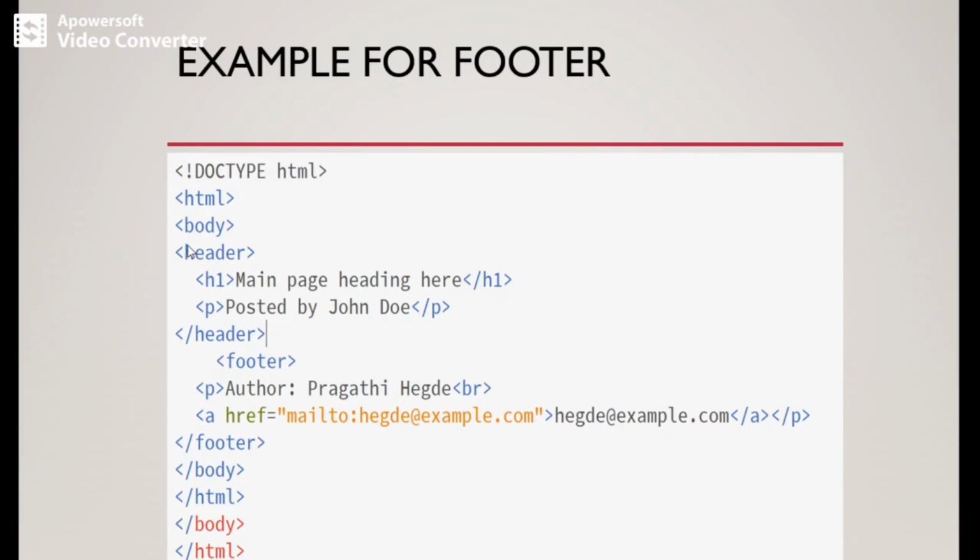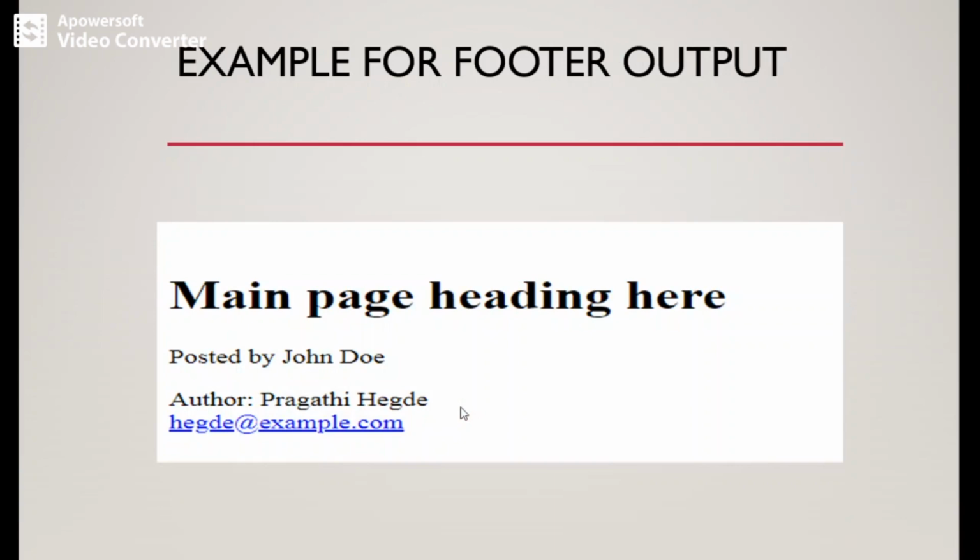Here you have the header section. That is, I can tell, mainly the introductory content. If you want to add some information, you can do all those in the header section. Then footer, it's almost displayed at the bottom of your web page, I can tell. So I'm trying to display like this: author Pragathi Hegde, referring to this mail ID. So it appears in this way.